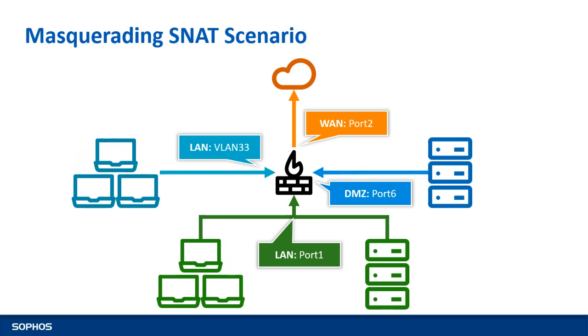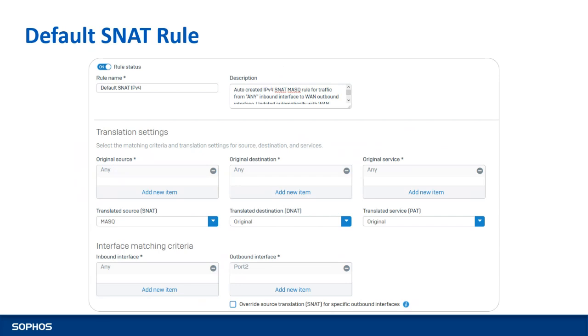Let's consider an example scenario where we want to perform a masquerade SNAT on all traffic leaving port 2. We can create a single NAT rule for this. Here we can see the default SNAT rule that satisfies the scenario. The rule matches the output interface and applies the MASQ SNAT directive to the source address. MASQ is the default masquerading policy and will change the source IP address to the same as the interface through which the traffic exits.